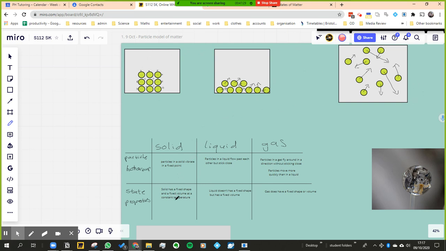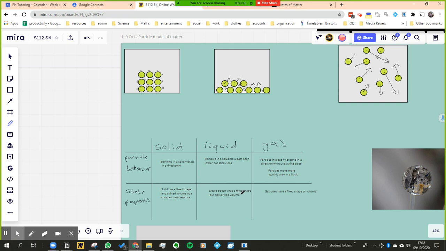So solid, we know, has a fixed shape and a fixed volume. Well, this explains why it has a fixed shape and a fixed volume, because the particles vibrate around fixed points. The whole thing takes up the same space, and this is only at a fixed temperature.